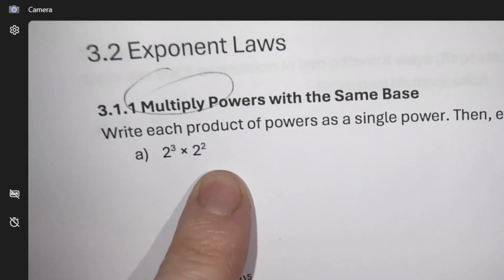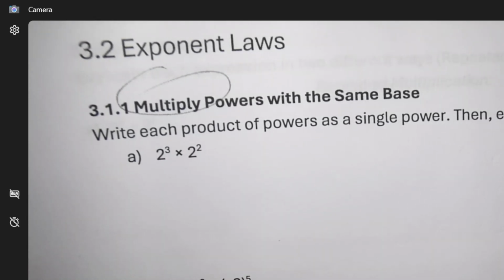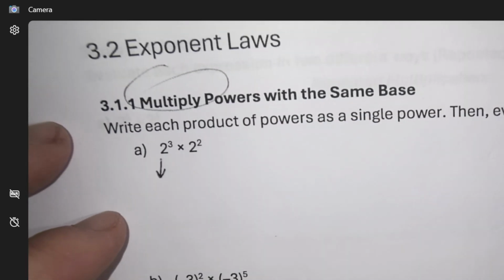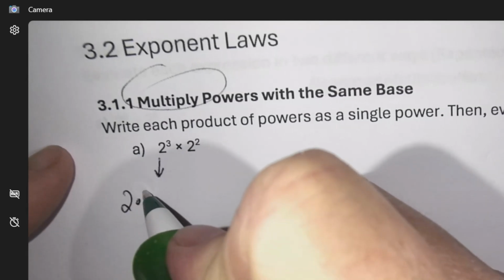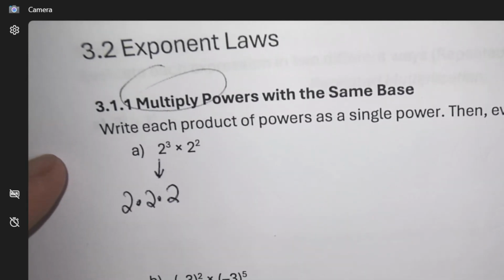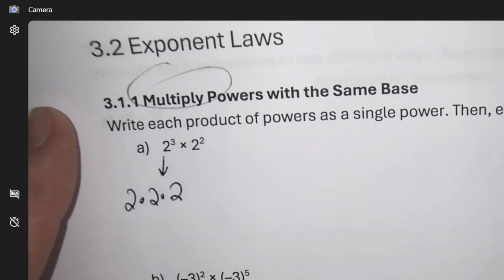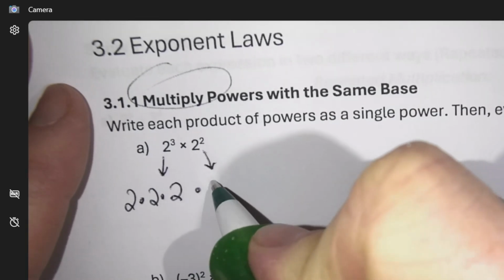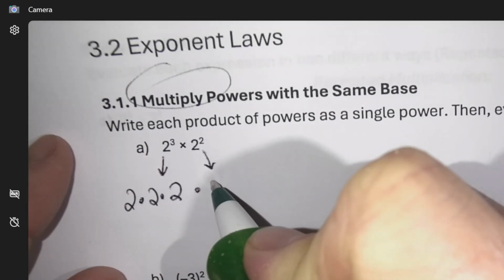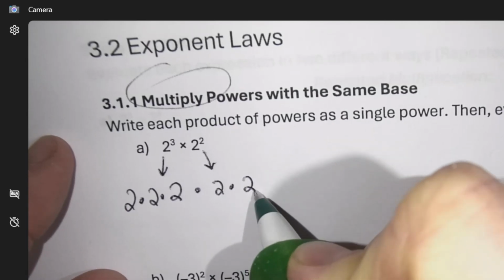Let's do this example the long way, and then we'll talk about the rule shortcut. So what would this look like expanded? 2 times 2 times 2 times 2 times 2. 2 times 2 times 2. Then 2 times 2. You have this one expanded, which is 2 times 2.